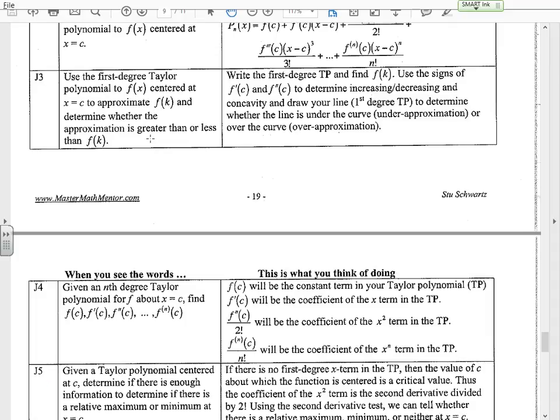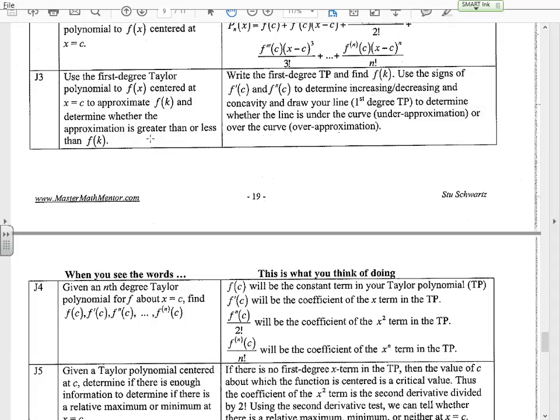Which way are we coming from? We're just looking at a point. We're using a tangent line at a point for the first degree Taylor polynomial, and so we're just looking at that point. What's the concavity of f if we're approximating with the tangent line? If the second derivative of f, which is the same as the second derivative of the polynomial, is positive, that means my function and my polynomial are concave up there. The tangent line would be an under approximation.